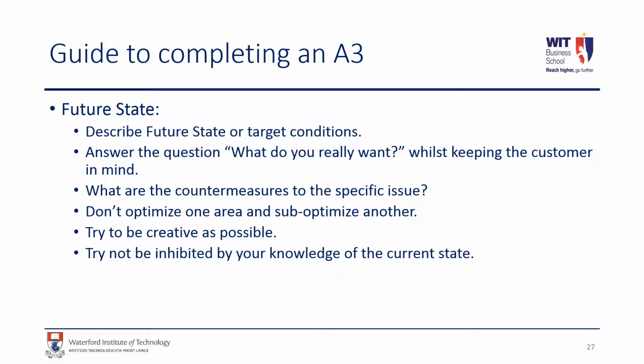We've analyzed the problem now. We've identified potential areas where it might be causing the problem. So what are our countermeasures to those problems? How do we intend to solve them? And it's important that we don't optimize one area and sub-optimize another. This can sometimes happen. We make changes that positively impact one area but negatively impact another. So we don't want to do that. Be careful in what you recommend and how you evaluate that particular countermeasure. Try to understand the impacts that the introduction of one countermeasure might have on other areas of the business.